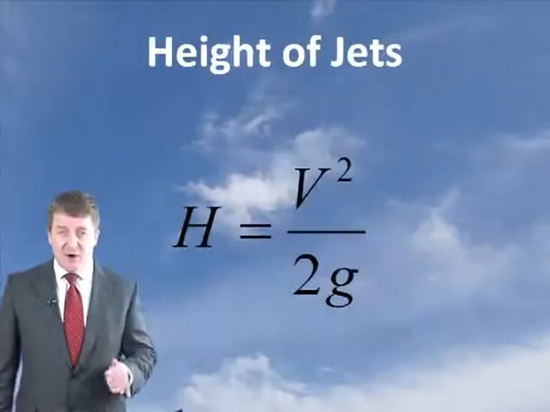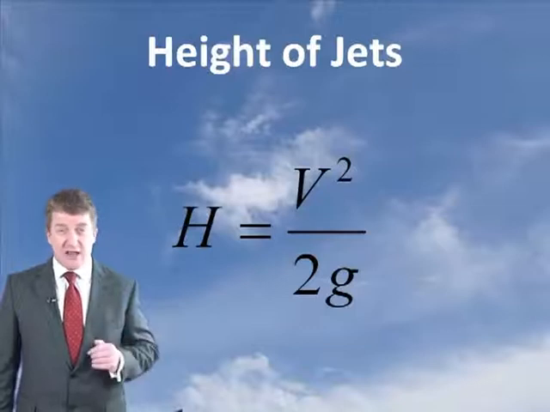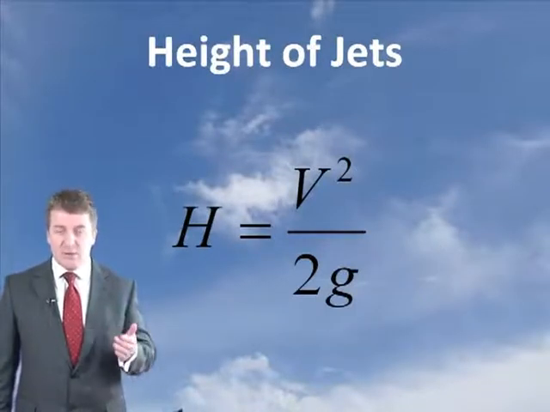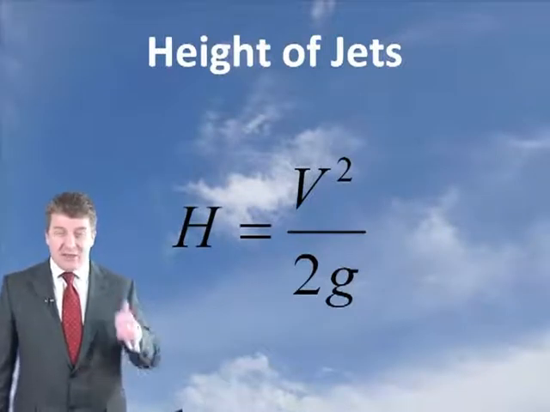Now in this module I want to look at how you determine the effective height of jets. When water leaves a nozzle at a certain velocity, it will reach a certain height depending on a number of factors. This here is the formula that you need to determine the theoretical height of a jet of water. H equals v squared divided by 2g. That is the theoretical effective height.